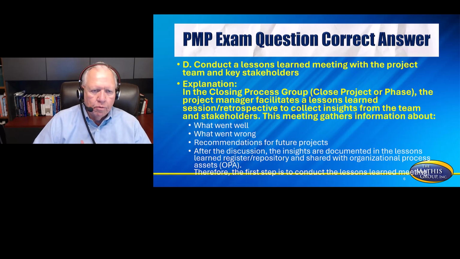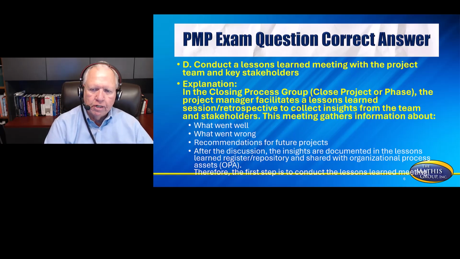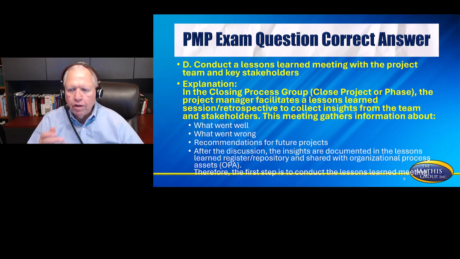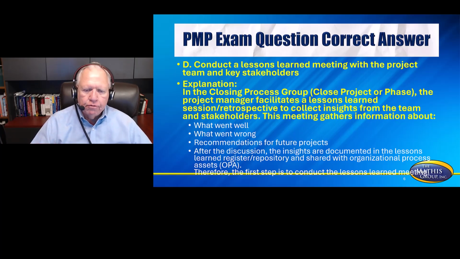Here's what we're looking at when we look at the answer. D was your right answer: conduct a lessons learned meeting with the project team and key stakeholders. This is part of the closing process group, and the project manager would facilitate a lessons learned session or a retrospective, collecting insights from the team and the stakeholders. It includes a lot of different information such as what went well, what went wrong, and any recommendations for future projects. After the discussion, the insights are documented in a lessons learned register, ultimately put into a repository and shared with the organizational process assets. So the first step here is to conduct the lessons learned meeting.